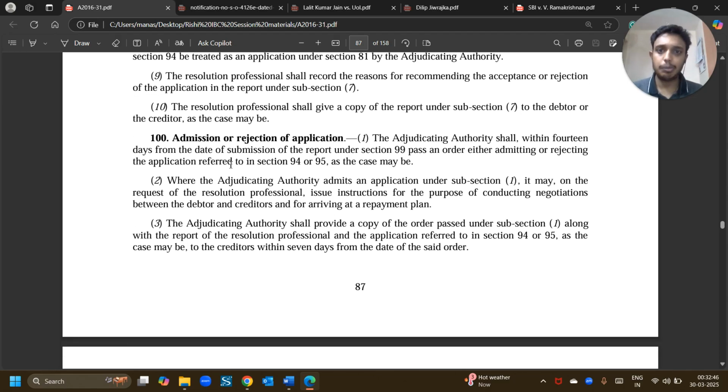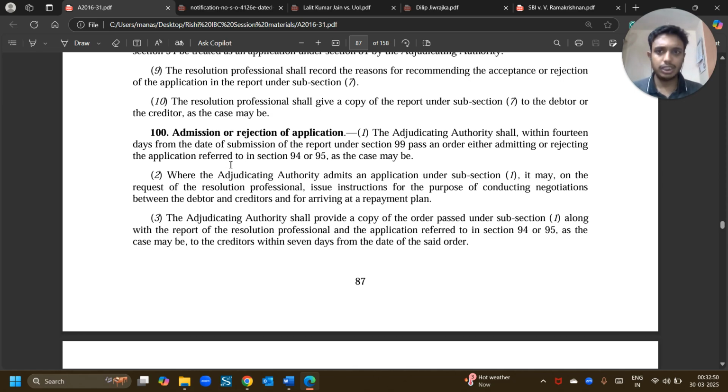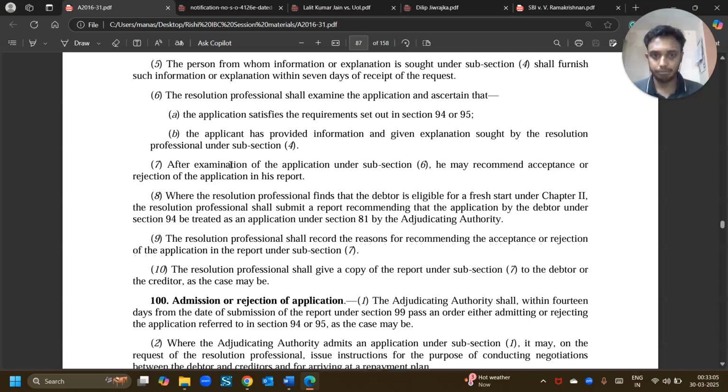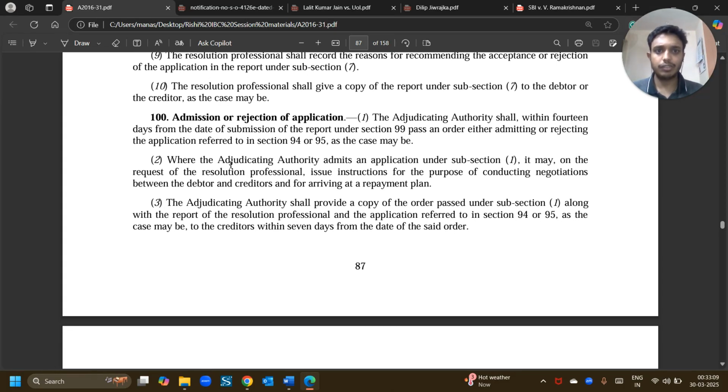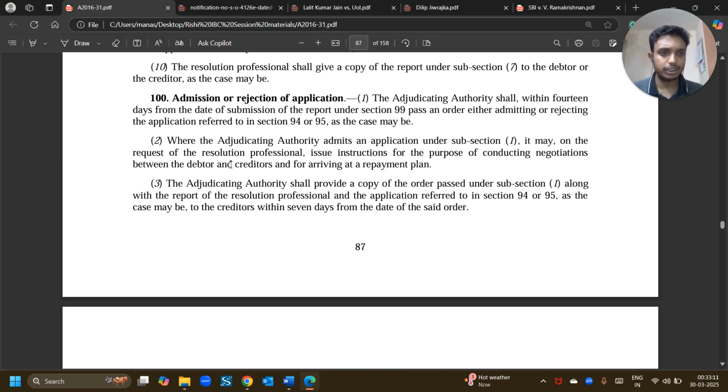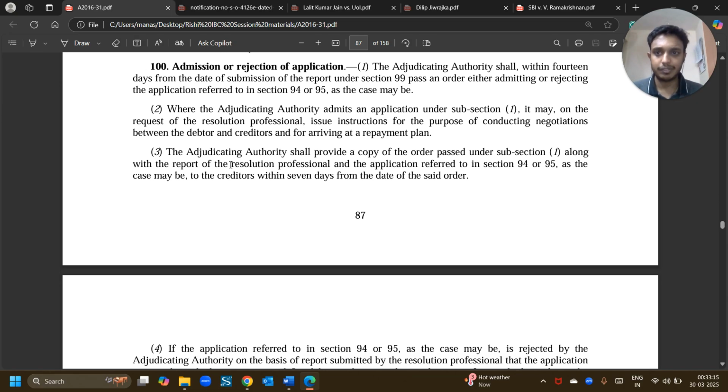Subsection 9 says the RP shall record the reasons for recommending the acceptance or rejection of the application. Naturally, it has to be a well reasoned report. Any report that you are making, you cannot blankly state that this needs to be approved or this needs to be rejected. You need to provide the solid reasons behind the same. Subsection 10 says the RP shall give a copy of the report to the debtor or the creditor as the case may be, which is a matter of procedure that is quite applicable everywhere.